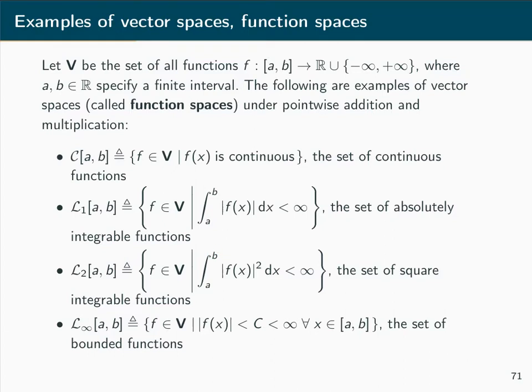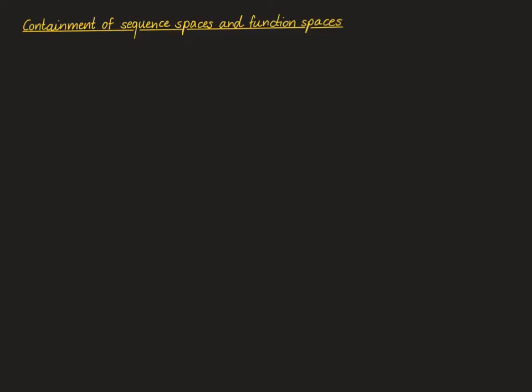And finally, the Lebesgue space L infinity, which consists of the set of all functions such that the function is bounded in its absolute value for all values x in the domain of f. So there must exist a c that's not infinity, so it's less than infinity, such that f of x is less than c for all x in the interval a, b. And this is called the set of all bounded functions.